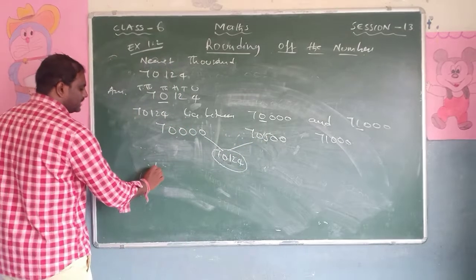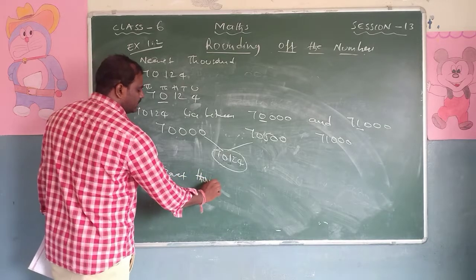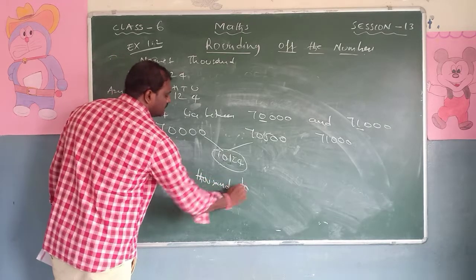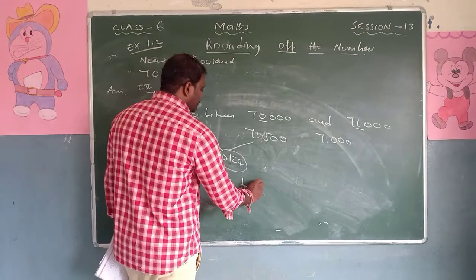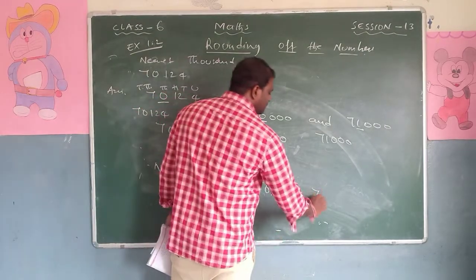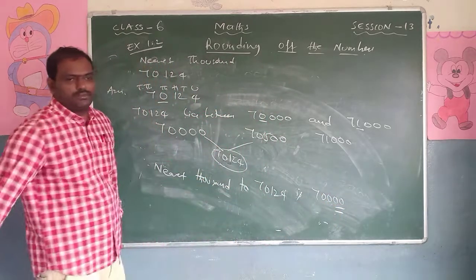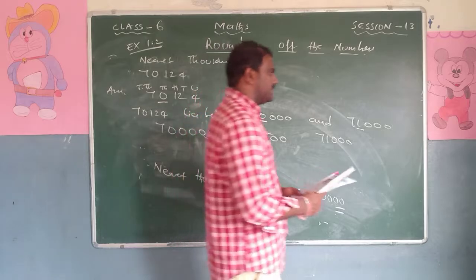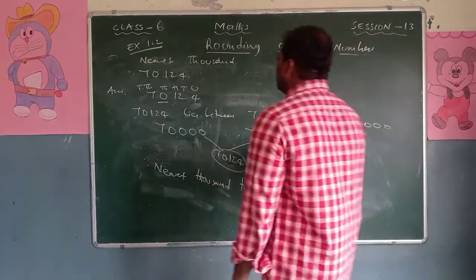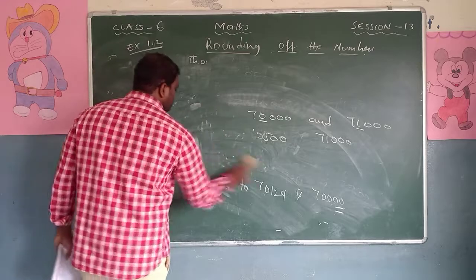So what is the answer? Therefore nearest 1000 to 70,124 is 70,000. This is the way to write. Okay, next, we still have 2 more questions. If I finish the 2 questions, the 3 topics will be finished.